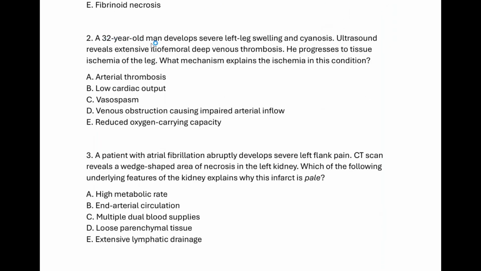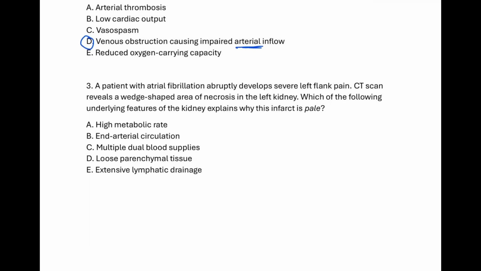A 32-year-old man develops severe left leg swelling and cyanosis. Ultrasound reveals extensive iliofemoral deep vein thrombosis. So that's a big clot there, guys. And it progresses to tissue ischemia of the leg. What mechanism explains the ischemia in this condition? What did we say? Very good. Venous occlusion causing impaired arterial inflow. Check it out. Next question.